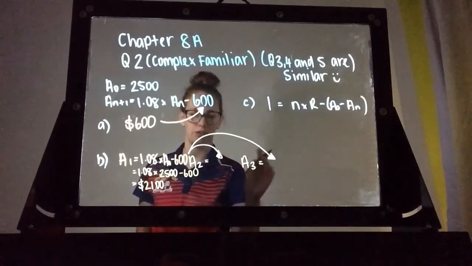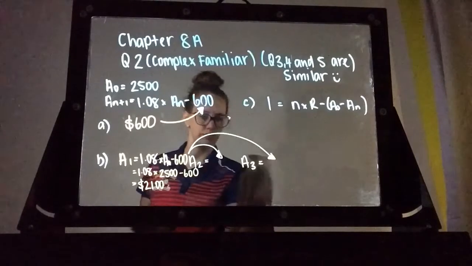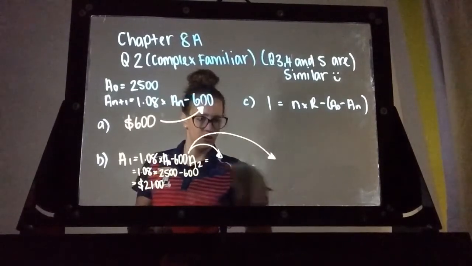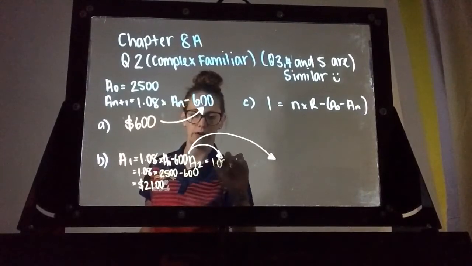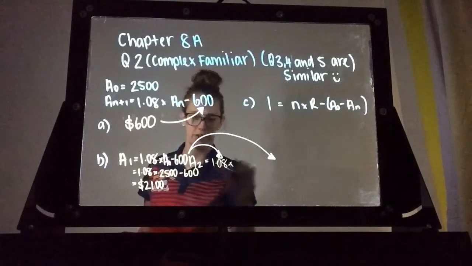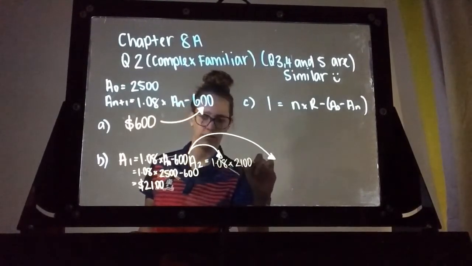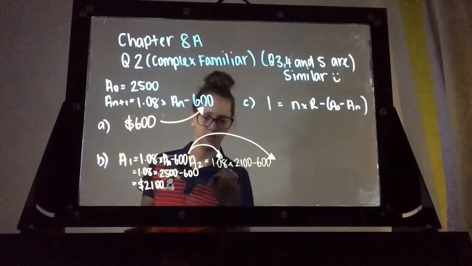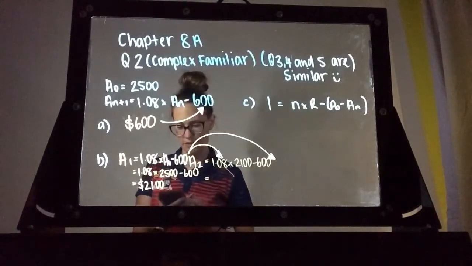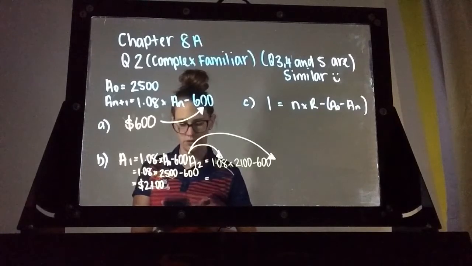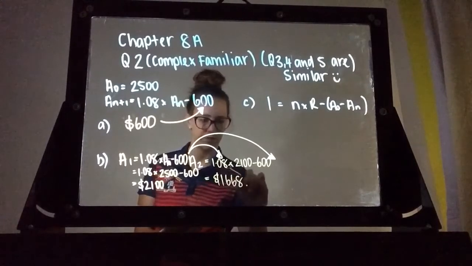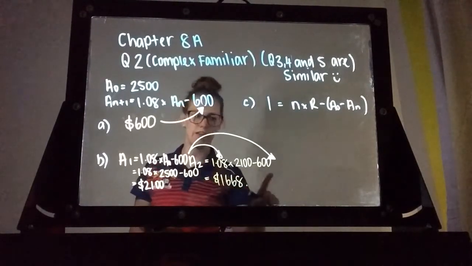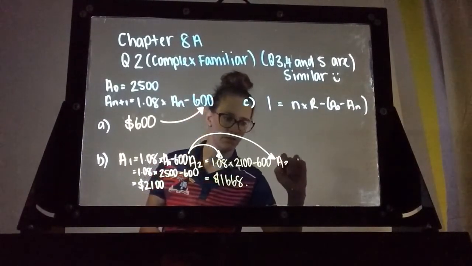So when I go to put this in, I'm just going to move this part over so I have a little bit more room. It's going to be 1.08 times this value, so 2,100 minus 600. So again, if I go to put this into my calculator, I get 1,668. So that's after 2 payments. Still need to do it once more.